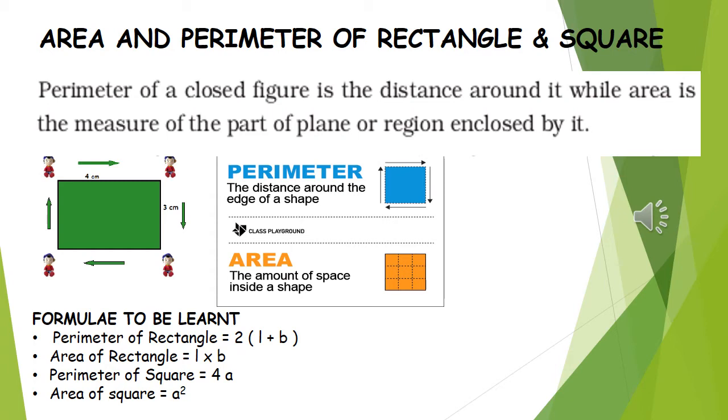So in this exercise, we have to learn four formulas. Perimeter of a rectangle is equal to 2 into (L plus B). Why is it so? Because length plus breadth plus length plus breadth, so L plus B plus L plus B, so 2L plus 2B. If we take common, we get 2 into (L plus B). Area of a rectangle is equal to L into B. Perimeter of a square is equal to 4 into A, and area of a square is equal to A squared.